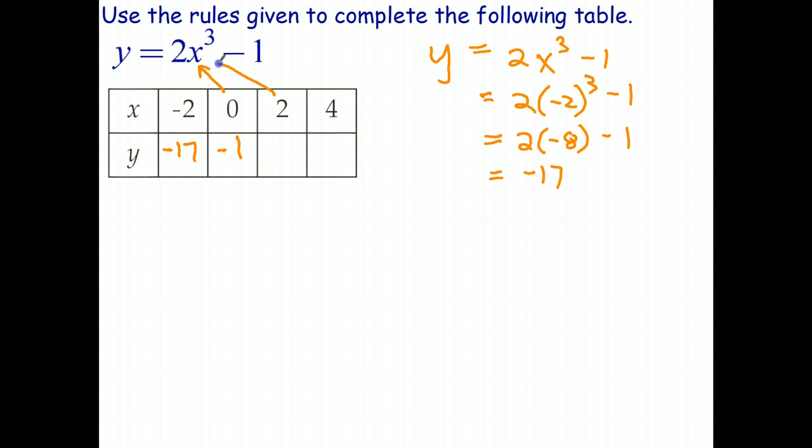Putting in 2 in place of x, well, 2 cubed is 2 times 2 times 2. 2 times 2 is 4, times 2 is 8. 8 times 2 is 16. 16 minus 1 is 15. And the last one, 4 times 4 times 4. Well, 4 times 4 is 16. Times 4 is 64. 64 times 2 is 128. 128 minus 1 is 127. So the one that was the trickiest one, and therefore showed the working for it, was having to go 2 times negative 2 all cubed.